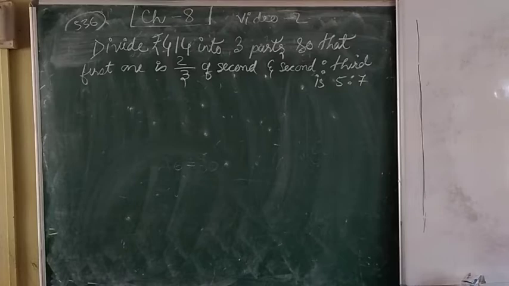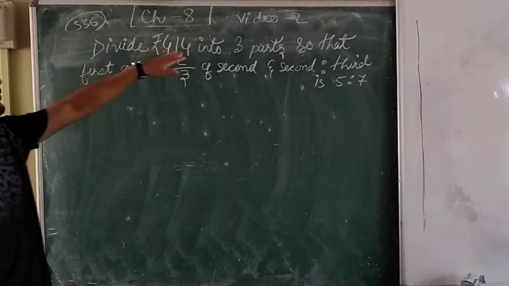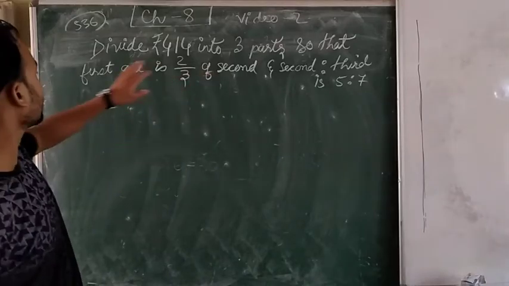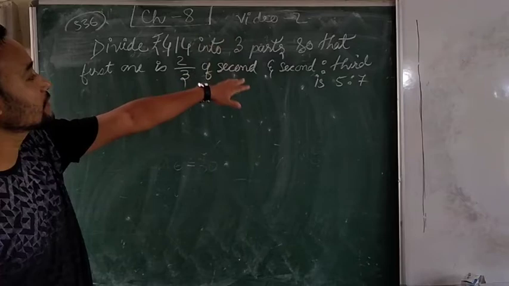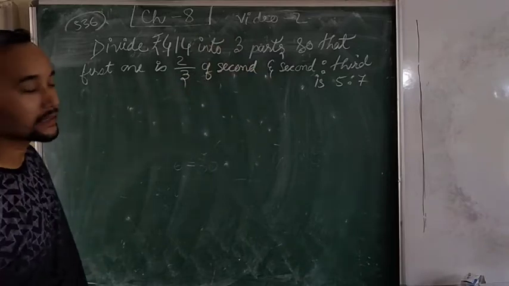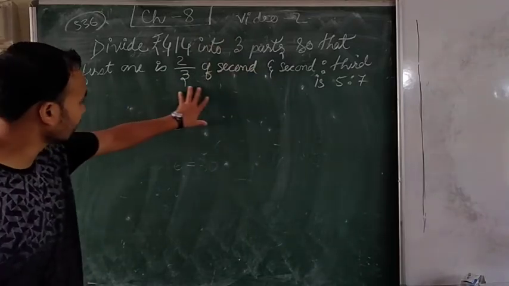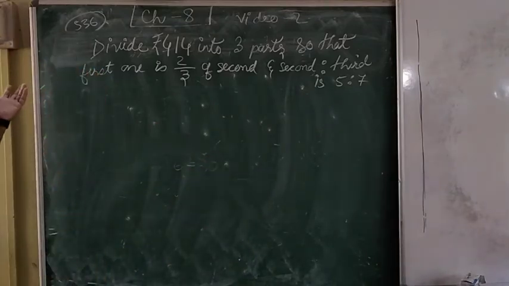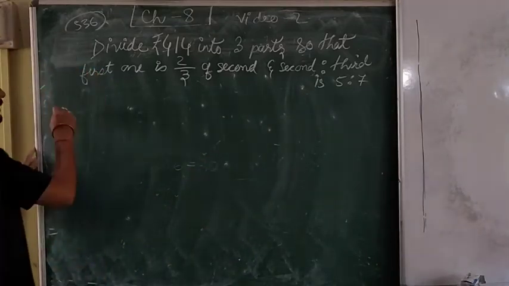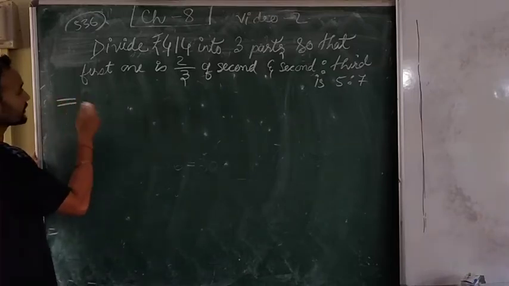Okay. See, what is the question? Divide rupees 414 into 3 parts so that the first one is 2/3 of the second and the ratio of second and third is 5:7. See, this part is quite similar to the linear variable equations we have done. Okay, we don't know the 3 parts, so we consider them to be ABC or XYZ, anything. Let it be XYZ.